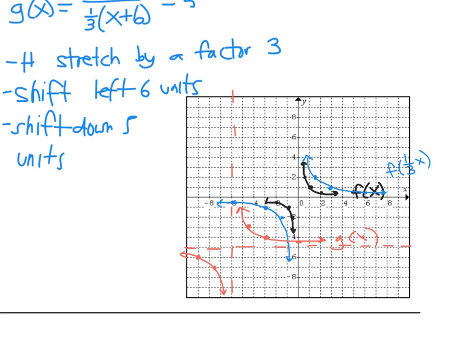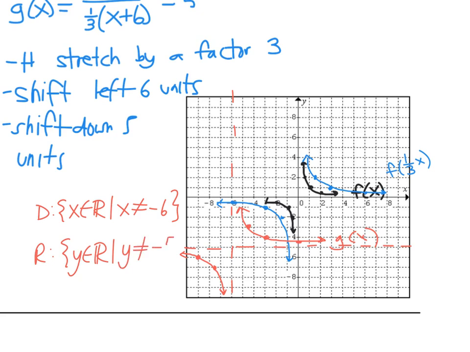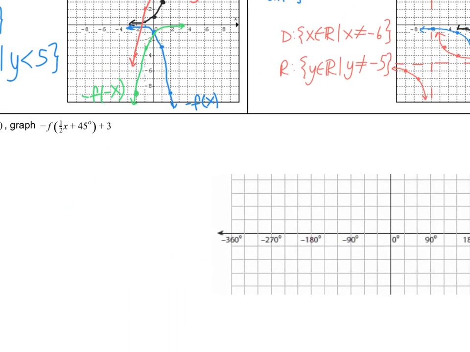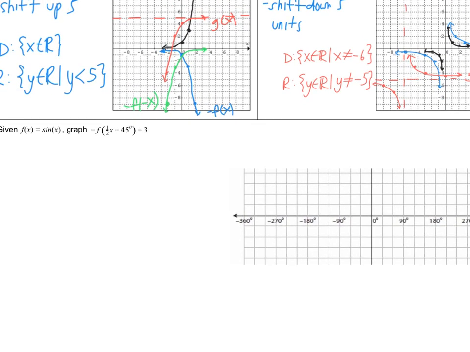And now for our domain and range, x can be anything except x cannot be that -6 for the asymptote. Same thing with y. y can be anything except it can't be the -5 from that down movement. Okay, so let's try one last example for a sinusoidal.